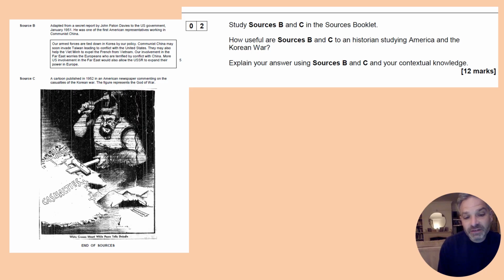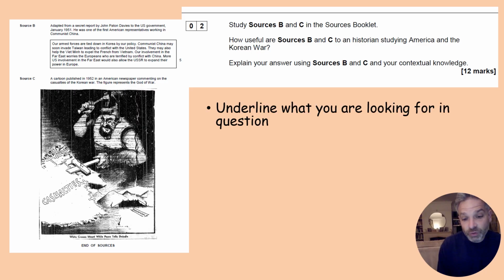Now it says, again, underline the words, so you've got to be looking for something within the sources. In this case, it's how useful are they for someone or a historian studying America and the Korean War. So you've got to look at these and think, what is this telling me about America and the Korean War? Annotate this source, write all over it, just like the other one.